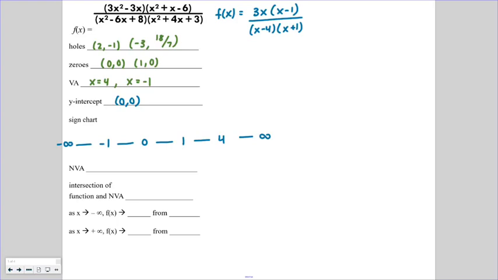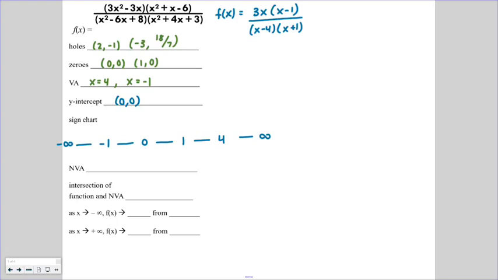And I'm going to use the shortcut for the sign chart. So there were no double zeros or double vertical asymptotes. There were no factors in the top and the bottom that were being raised to an even power. So I know that as soon as I find the first interval, my signs are just going to alternate on the sign chart because there's no double zeros or double vertical asymptotes.